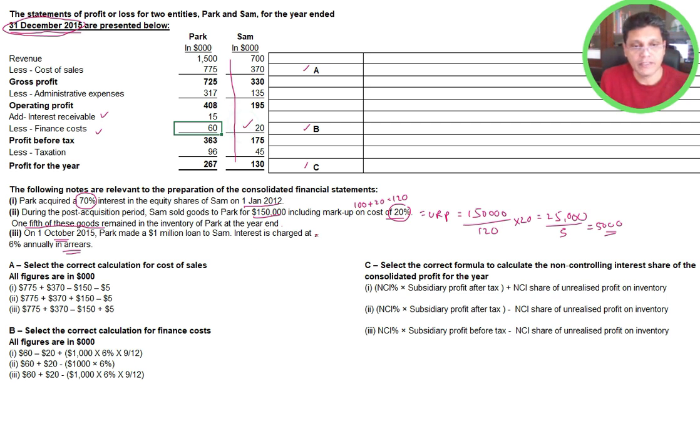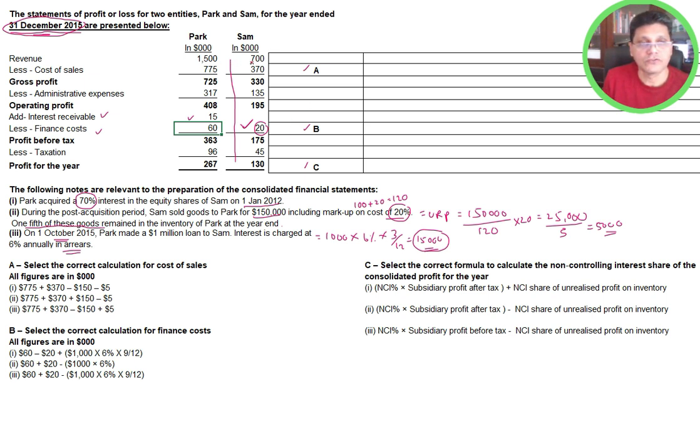If you take 1 million, and 6% interest, for how many months? This is given on 1st October. So October, November, December is 3 months in the financial year. If you calculate for 3 months, that's going to be 15,000. This 15,000 is exactly what is considered here, so that has to be removed from the interest income, and 15,000 has to be removed from the finance cost of SAM. Okay, so let's try to prepare this now.